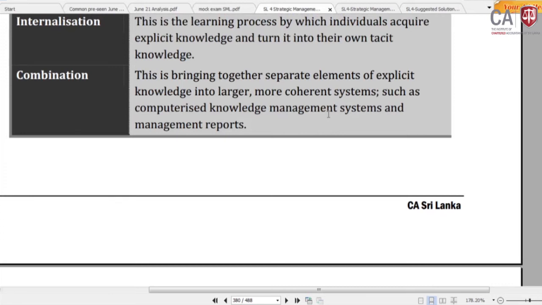Then internalization, what is internalization? This is the learning process by which individuals acquire explicit knowledge and turn it into their own tacit knowledge. That means, for example, you read some of the available operational manual or procedure manual, then get that into your head, that is internalization, right.